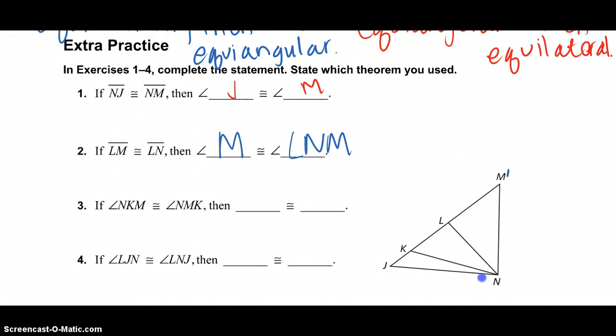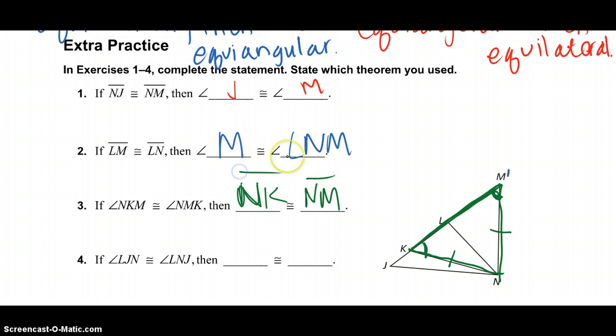Moving on to number 3, we have if angle NKM, so I'm going to find that. Remember, the middle one is the vertex, so NKM is right here, is congruent to NMK right here. Then it wants to know what sides are congruent. So those are base angles. So that should tell me right here this is the base of my triangle, and then the two other sides are the rest of my triangle. So if the base angles are congruent, then I know that NK and NM are also congruent. So NK, that's an N, is congruent to NM.